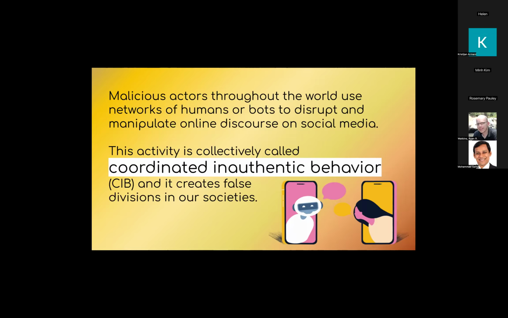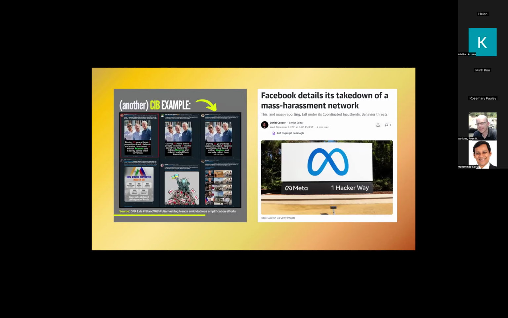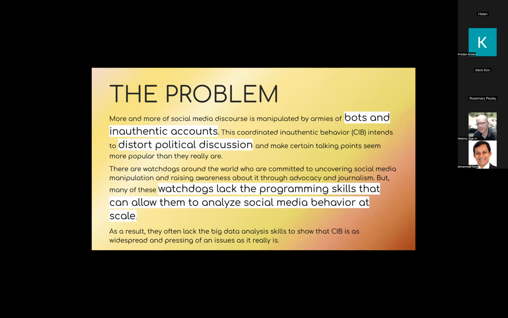And here are some examples of where CIB happens in the world. On the left, at the very top, we can see multiple accounts with the same information and the same picture being posted. And on the right, we have a lot of technology groups talking about how they're taking down these groups or campaigns that are working to spread this misinformation.